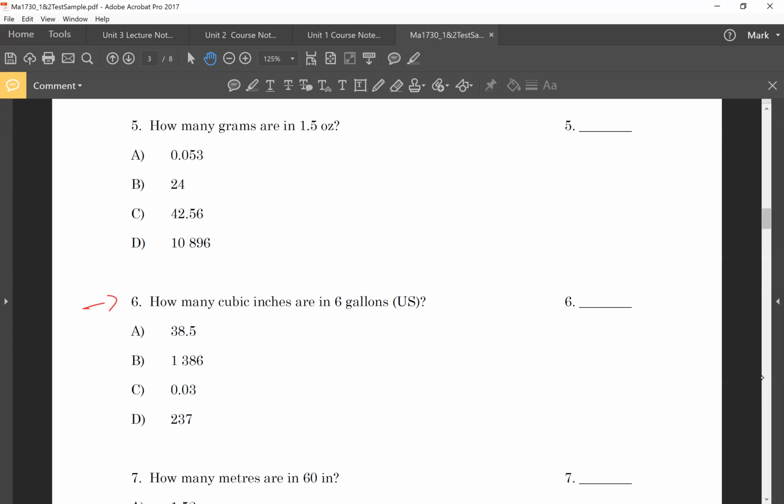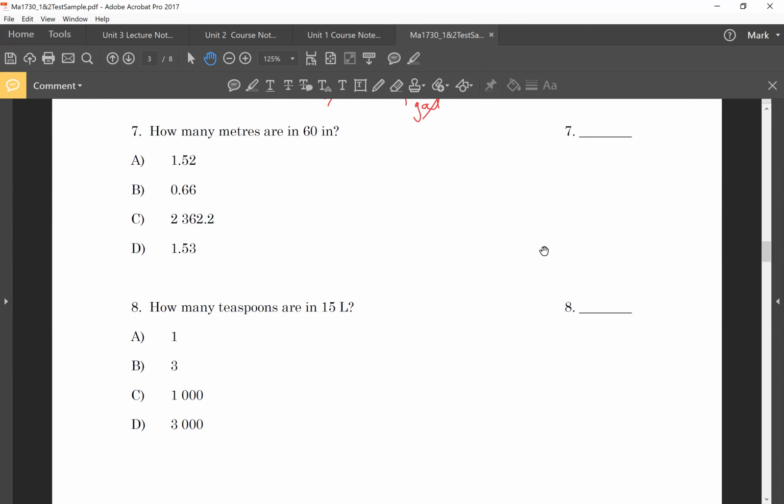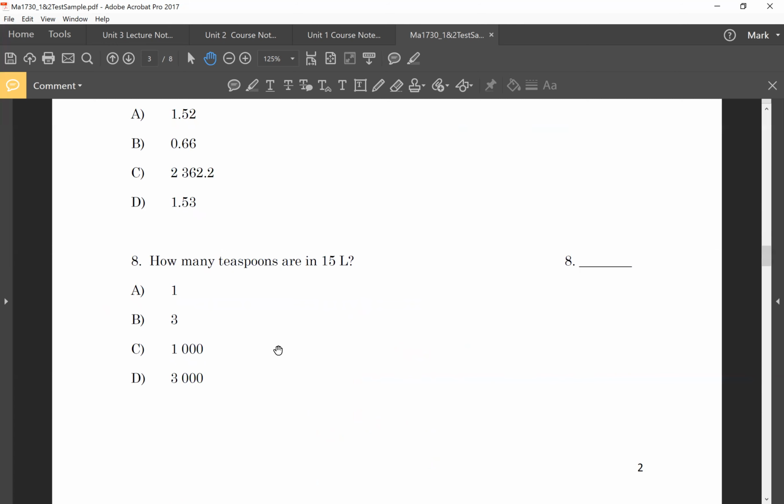Okay, so you want to go to your formula sheet. This one's actually pretty easy because right on my formula sheet, it says that 1 gallon US is equal to 231 inches cubed. So I'm going to multiply 6 gallons by 231 over 1. And that's it. So my answer there would be 1,386, B. All right, so you guys can practice those. I highly recommend practicing these, but I'm going to move into some of the short answer questions.